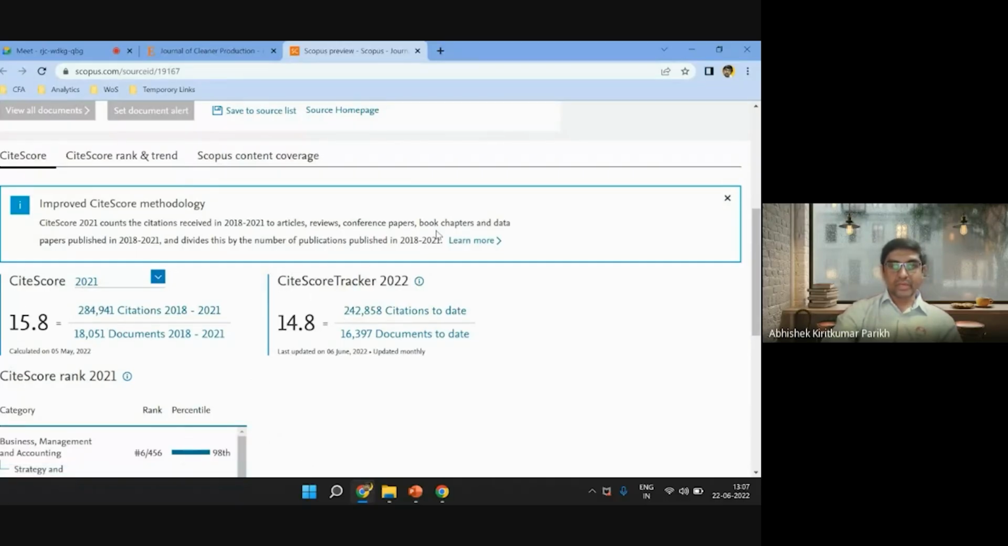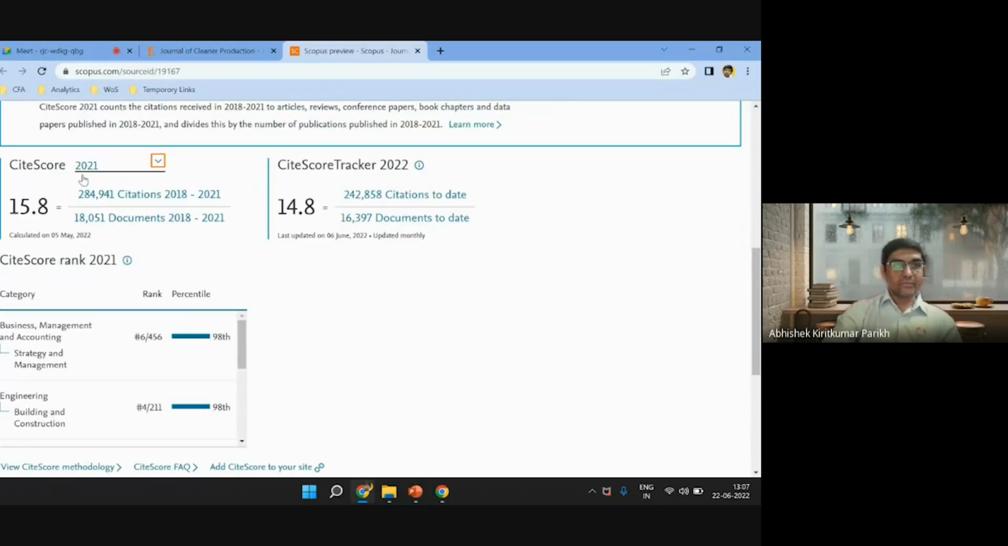So yes, of course, we will not refer to 2022 because it is an ongoing CiteScore. If we are reporting or talking about 2022, from 2018 to 21, that's 3 years. As I already told you, CiteScore is about 3 years, and impact factor is about 2 years. So we'll discuss that impact factor also. In the last 3 years, total citation of this journal is 2,84,000, and total documents, that's articles published with this journal, is 18,000, right? So this will give you a CiteScore.